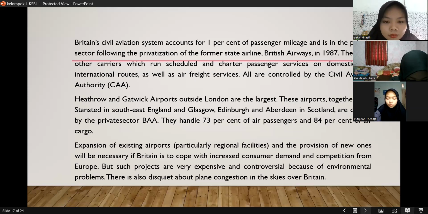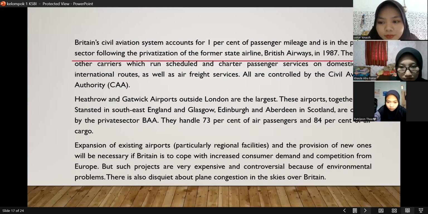Heathrow and Gatwick airports outside London are the largest airports, together with Stansted in South East England and Glasgow, Edinburgh and Aberdeen in Scotland. They are owned by the BAA. They handle 73% of air passengers and 84% of air cargo.